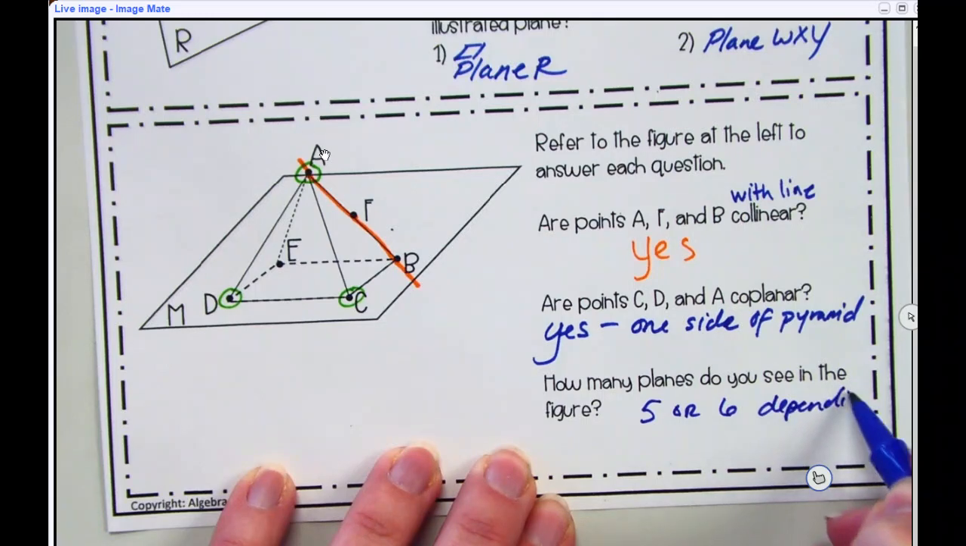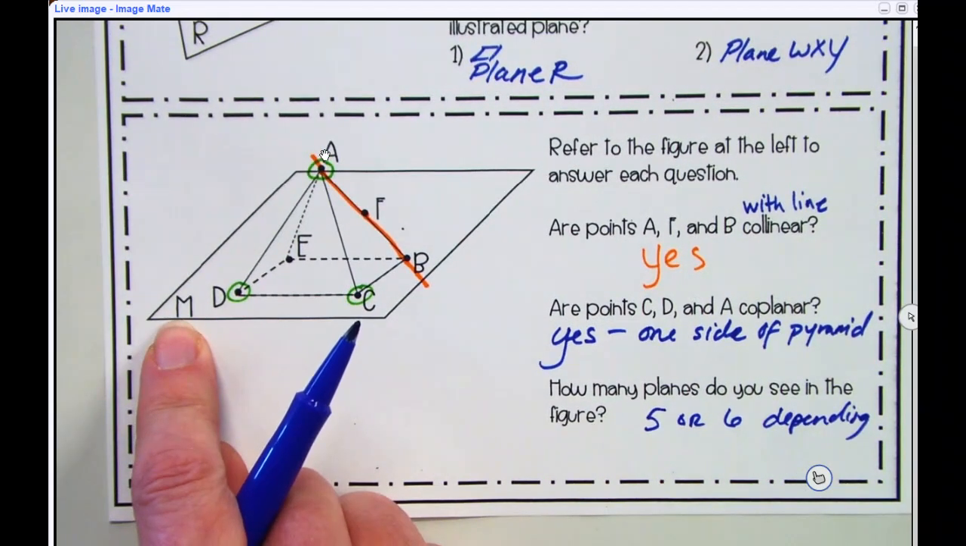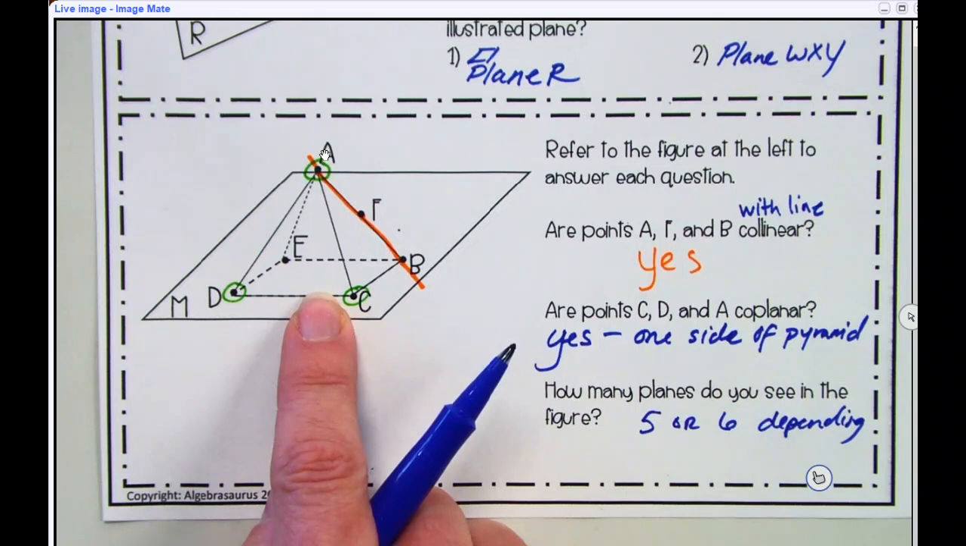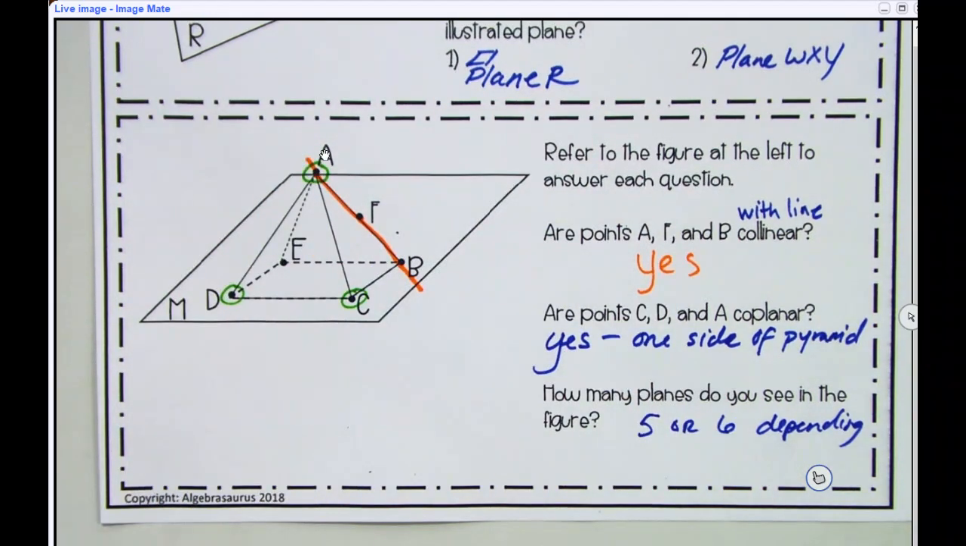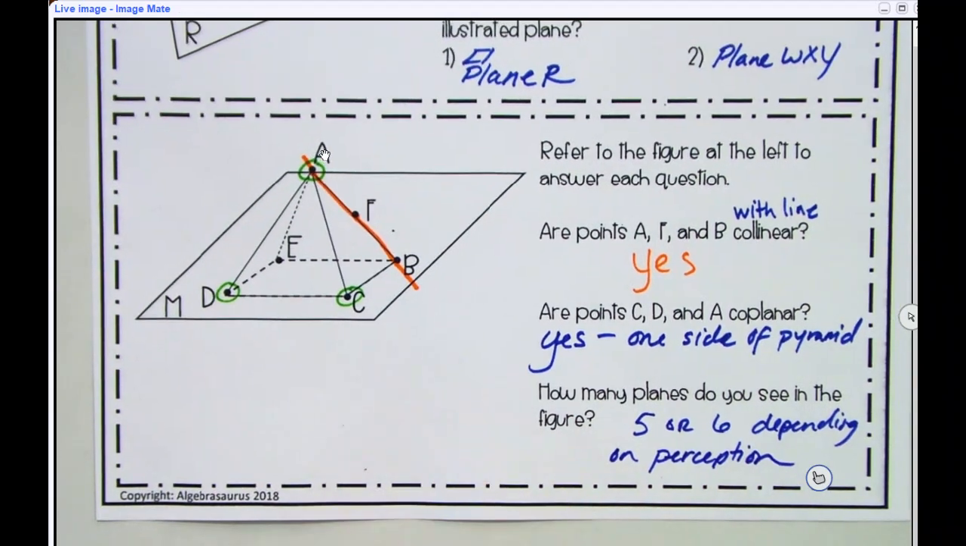Are you guys okay with me saying that? Who thinks the pyramid's sitting on plane M? Anyone? Okay, one of us. So you guys would see 5 planes, right? Who looks at the bottom of the pyramid and thinks it's a different angle than plane M? So you guys would see 6 planes, right? So we'll let you argue whatever way you think is accurate.